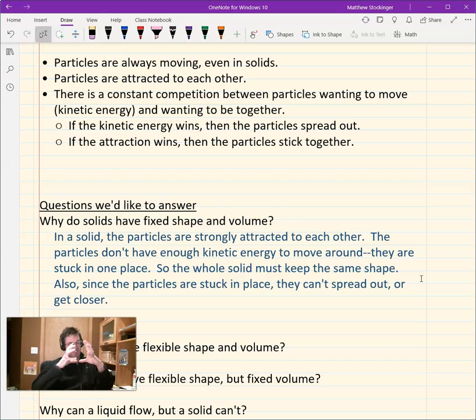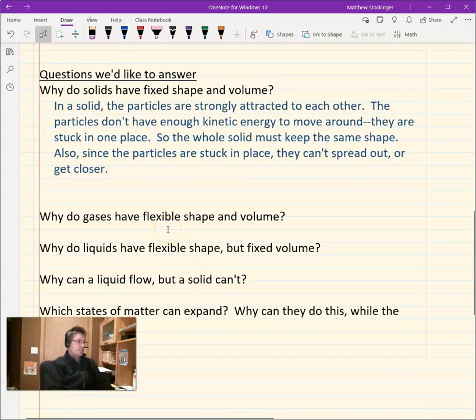If you want a sample of something like a gas to get bigger or smaller, then there needs to be space for the particles to expand and move away from each other or get closer. Okay. So gases are the opposite of solids. Why do they change their shape? And why can they grow and shrink? Why can you expand and compress a gas?